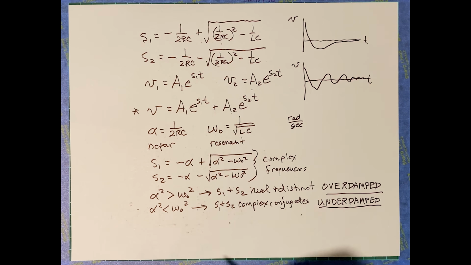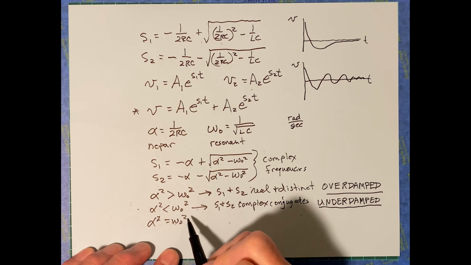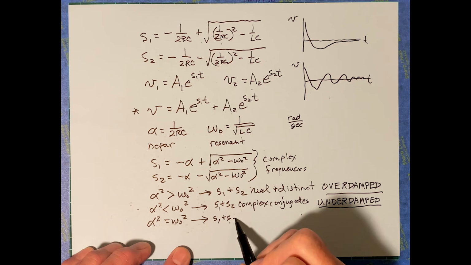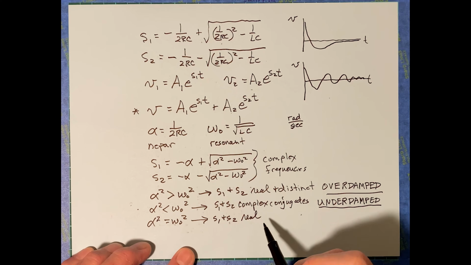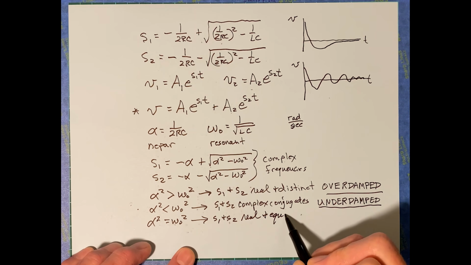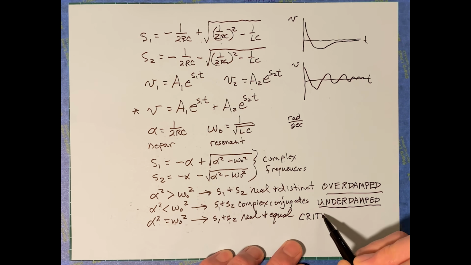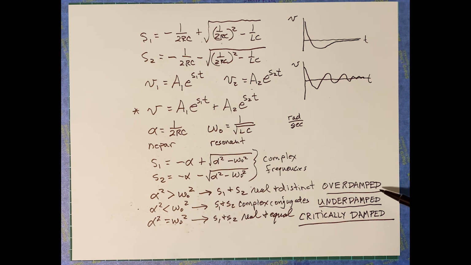Okay, we've got one more case here, and that is the special case where alpha squared is equal to omega naught squared. And in that case, S1 and S2 are going to be real. The solutions, S1 and S2, are going to be real values, but they're going to be equal to each other. And in this case, this is called the critically damped solution.